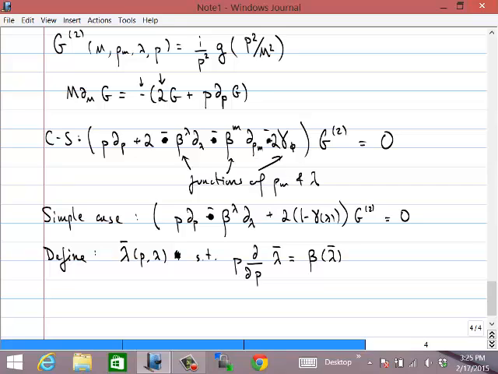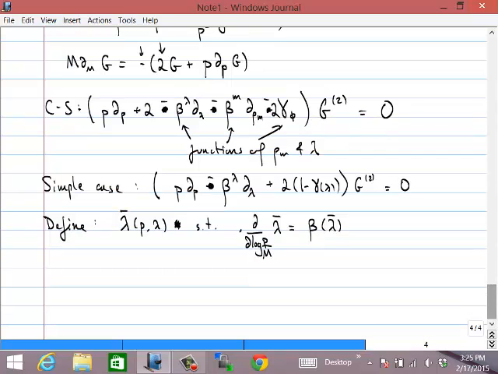And at least implicitly, it's easy enough to solve. If you just think of this as a d by d log p, and then just to make the dimensions work out, write that as log p over m. So we want to define lambda bar as the solution of this equation. And we'll just take the boundary conditions so that lambda bar at the renormalization scale m, the scale of the theory, should just be equal to lambda. So that's just our boundary condition. So lambda bar is the effective coupling that tells us how lambda changes as we go deeper into the infrared, given the value of the coupling at the renormalization scale m.